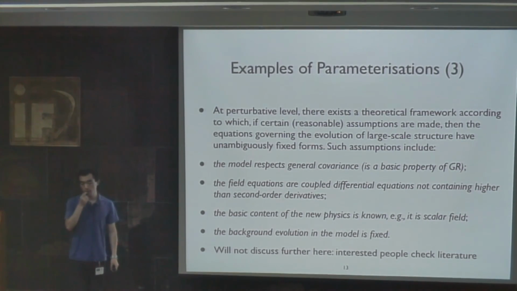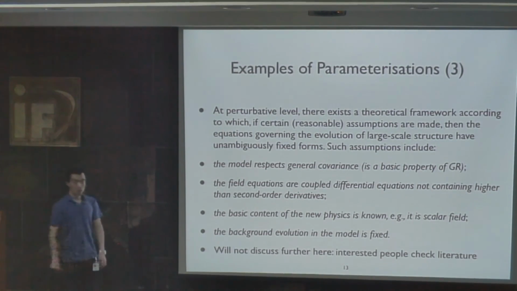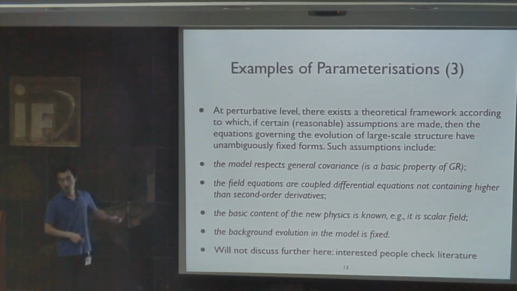Is that what you meant? Now you assume that this general covariance is a fundamental property. This holds true in most theories for dark energy and modified gravity that I know. The whole theory. Yes. The parameterization doesn't respect general covariance.